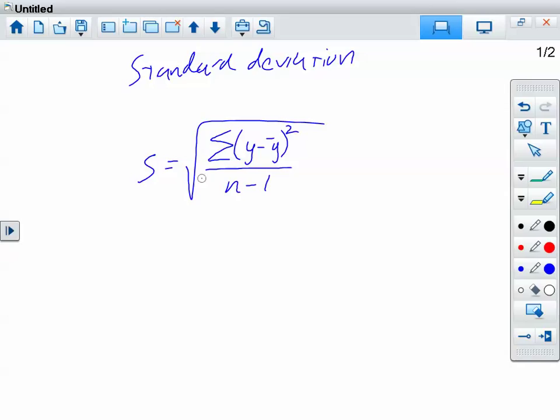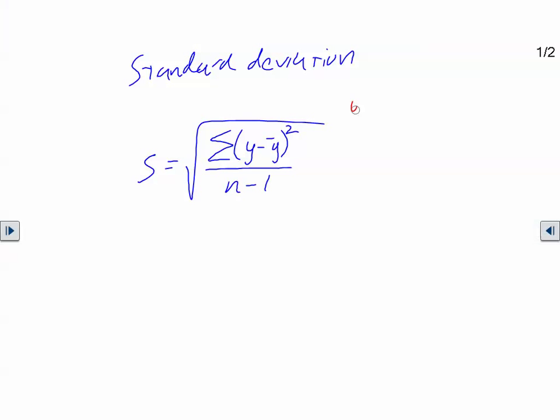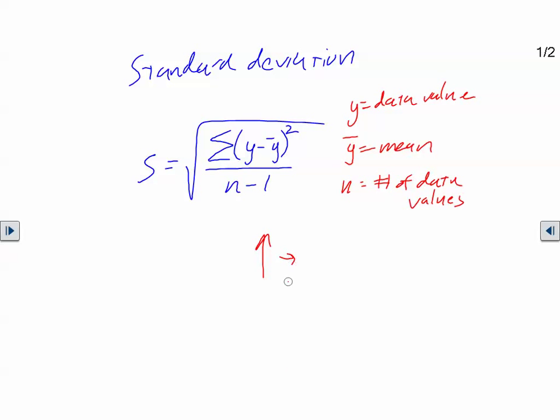So this was our standard deviation formula. The y is your data value. The y bar is your mean, and the n is the number of data values. And remember, standard deviation is a calculation of spread. High numbers of spread equate to a large spread, whereas a low number for the standard deviation equates to a low spread.